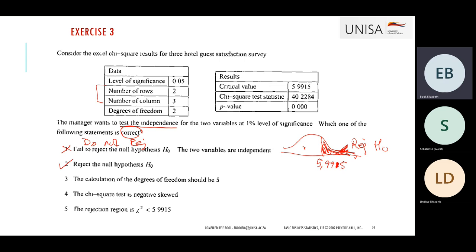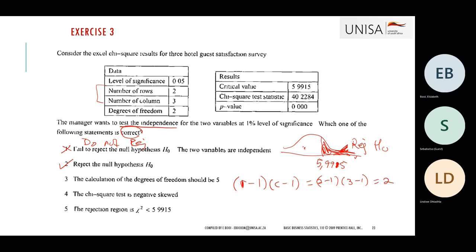Then the other three statements, we can just go through them in case number two was not correct. The calculation of the degrees of freedom would be 5. So let's see if that will be correct. We are given the number of rows, which is 2, and the number of columns, which is 3. Degrees of freedom is number of rows minus 1 times number of columns minus 1. So 2 minus 1 is 1. 3 minus 1 is 2. 1 times 2 is 2. So therefore, that will be incorrect. That's how you will find the degrees of freedom.